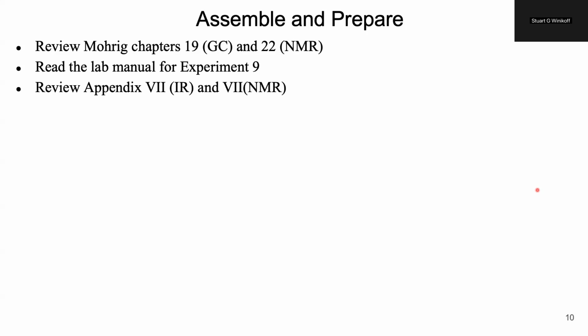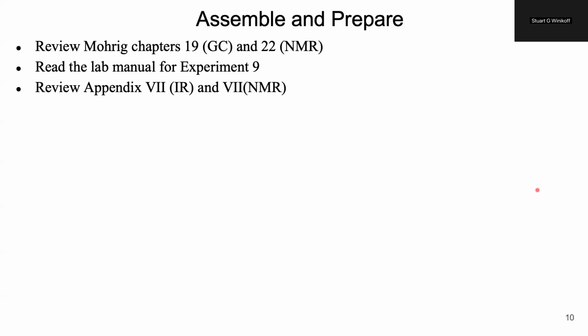So before we go ahead and start, always a good idea to review the relevant chapters. So I'd highly encourage you to take a quick overview of chapter 19, which is on GC, and reviewing chapter 22 on NMR. We're hitting this one pretty hard. As well as make sure to read the lab manual for experiment 9. And again, review the appendices on 7 and 8, so IR and NMR.